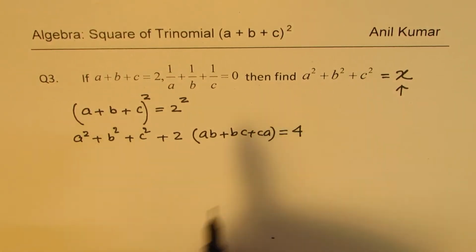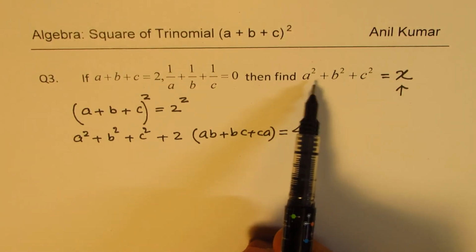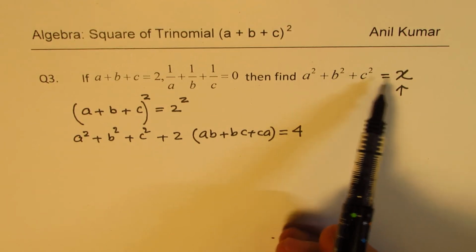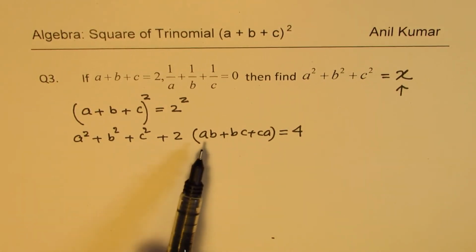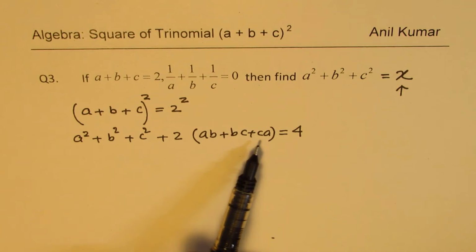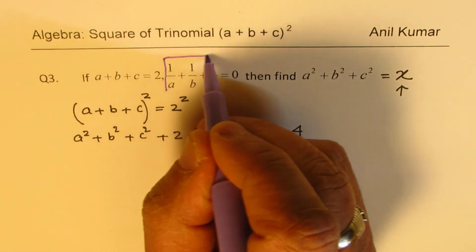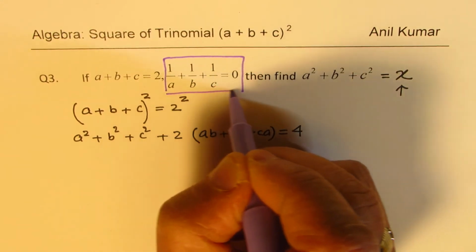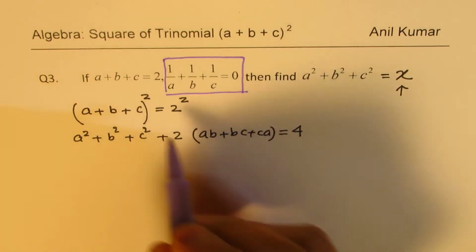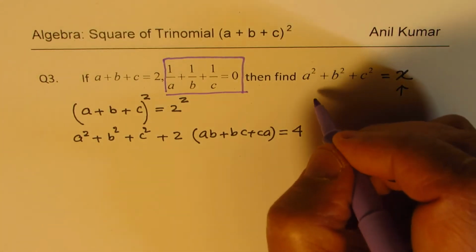Now we know what a square, b square, c square is. We want to know that. That is x for us. But we don't know what ab plus bc plus ca is. How do we get that? Well, for this, we need to use what is given to us, this part of the equation. Now let's see how that helps us to figure out.